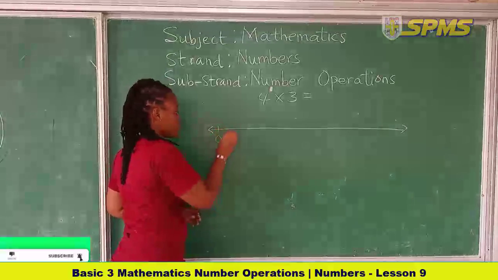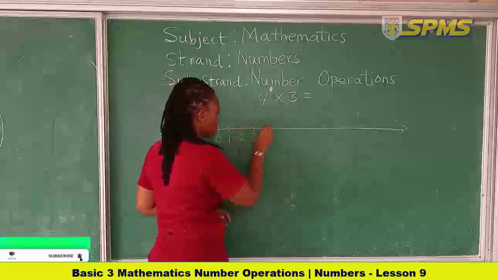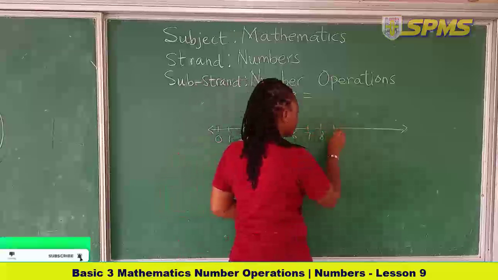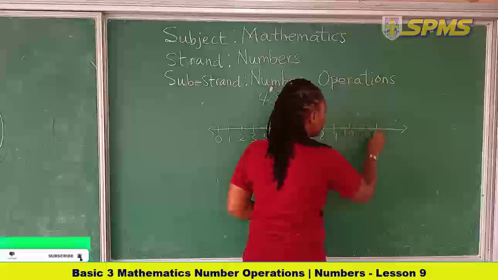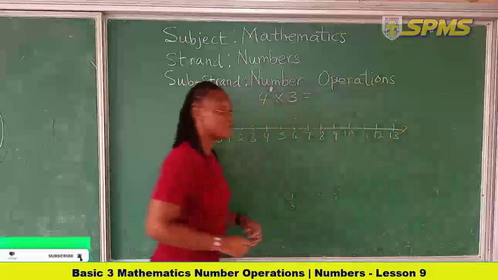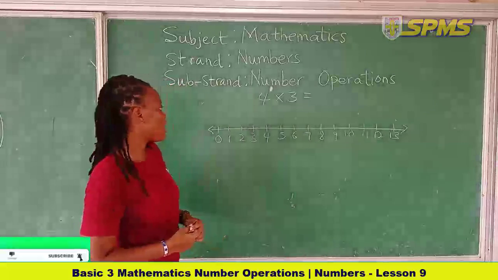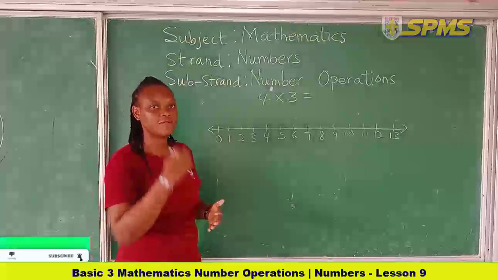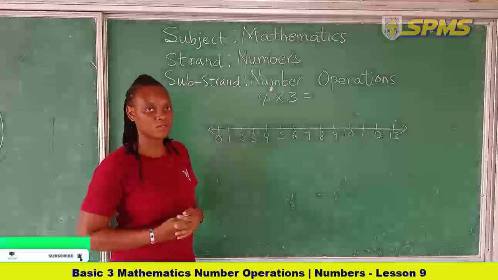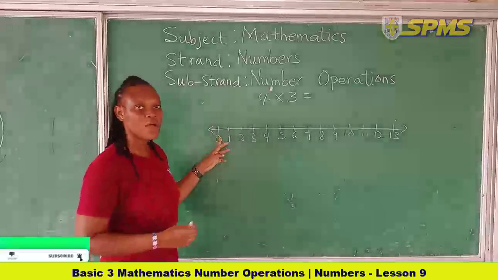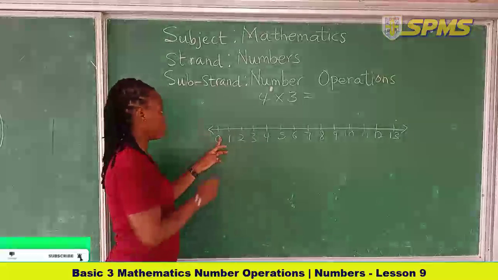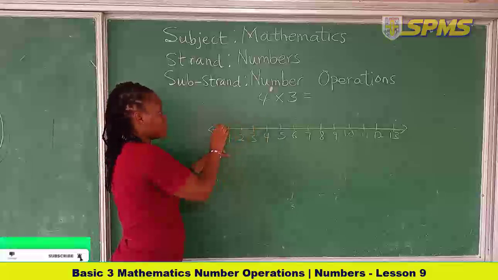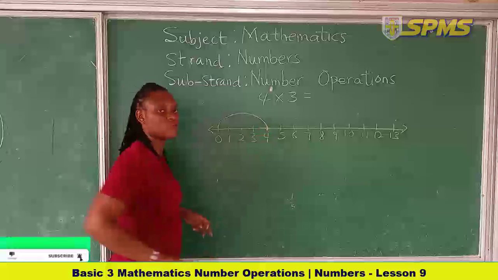So we have 0, 1, 2, 3, 4, 5, 6, 7, 8, 9, 10, 11, 12, 13. Good. Now, our first number is what? 4. We are going to move or count in 4 or jump in 4s. So we stand at 0 and count 4. So this becomes 1, 2, 3, 4. So from 0 to 4.